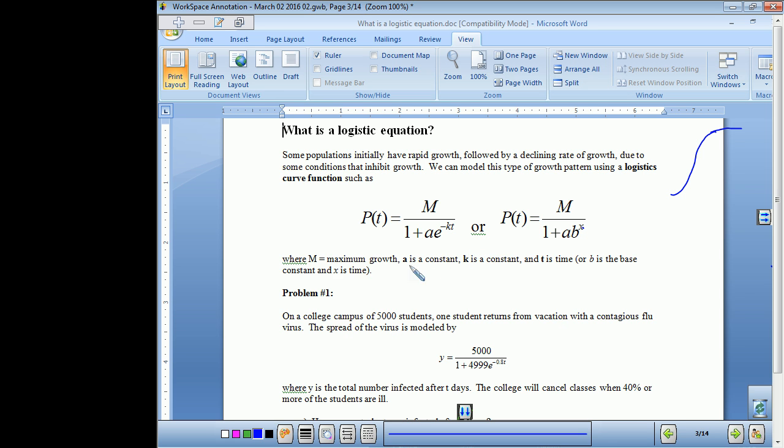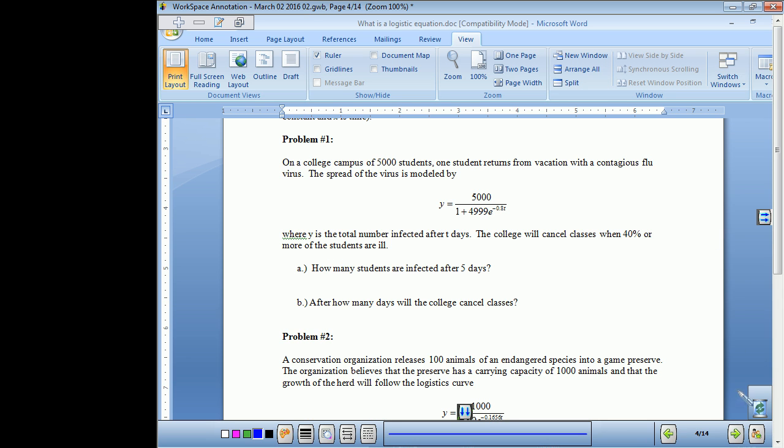Okay. A in both of these equations is just a constant, and K is a constant in this one. Now, B in this one is also a constant, and X represents our time. So here we have T for time, here we have X for time. Okay, so these are the two models that we're going to be using for today's lesson. Let's look at problem number 1.